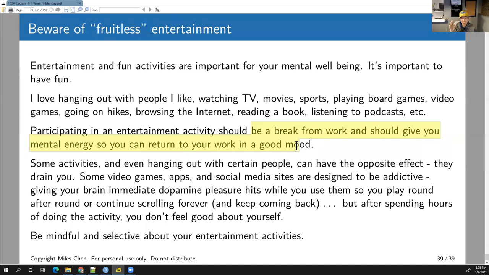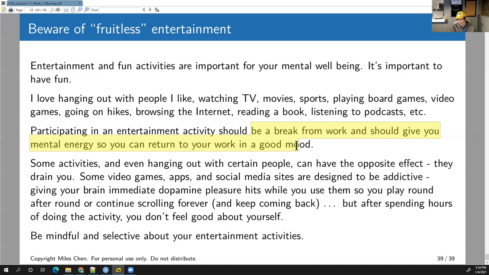And I want you to be aware of that and avoid those things or just really limit yourself, because when you take a break from work, when you take a break from relationships and you do these entertainment things, it should truly be entertaining. It should truly energize you, okay? And if it's not, then it's not a good use of your time, okay?